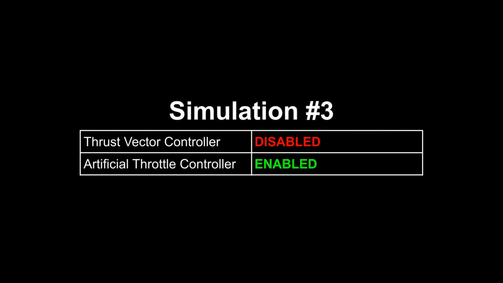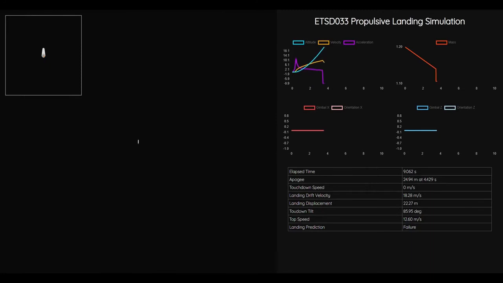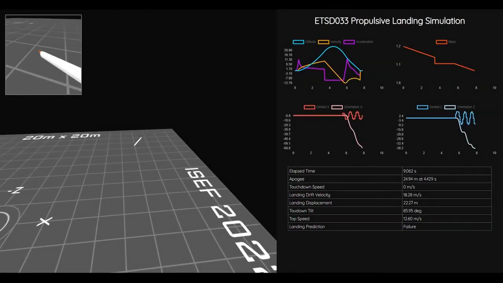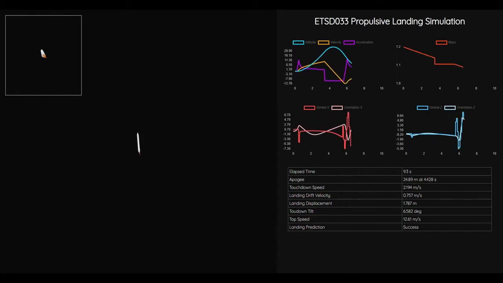In the third simulation, the thrust vector controller is disabled and ascent turbulence is removed to allow the rocket to reach apogee. During the landing phase, the artificial throttle controller attempts to divert thrust, but the rocket quickly spirals out of control as there is no thrust vector controller. In the final simulation, both the thrust vector controller and artificial throttle controller are enabled. This shows how both controllers are dependent on each other and together allow the rocket to land safely.